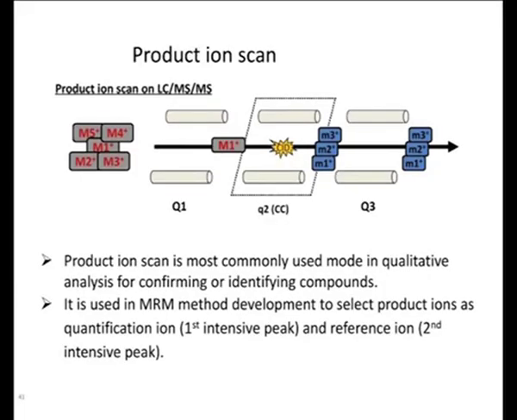Okay, this is the product ion scan. As I explained already, different types of ions are formed. You select only the particular ions of interest. That goes to the second quadrupole, where it gets fragmented and forms different product ions, and you scan all the product ions. That gives good information about your compound of interest, and this is a very good qualitative tool.